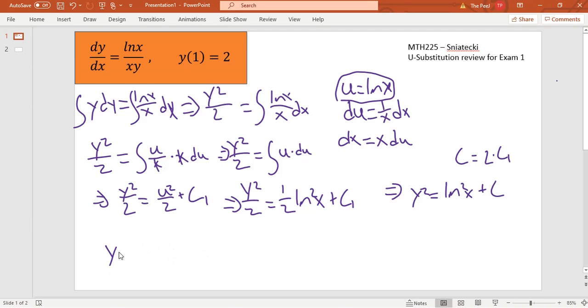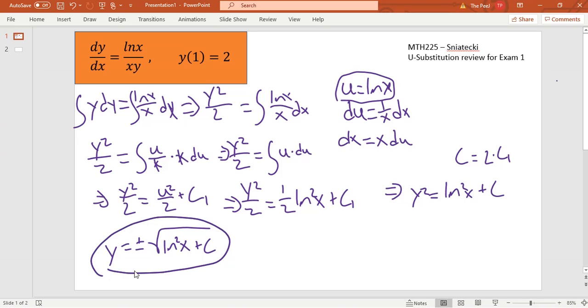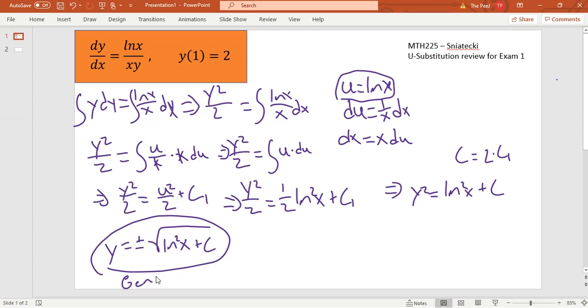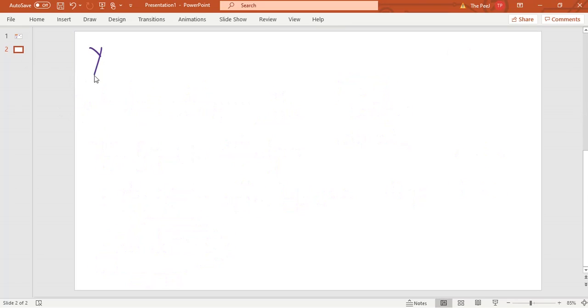From there on, we've got y is going to be equal to plus or minus the square root of natural log squared of x plus c. And that's going to be our general solution. But we're going to want to find a constant solution because we were given an initial value. So I'm going to move over just to the next page, so I've got a little more room to work with. y of 1 is equal to 2.